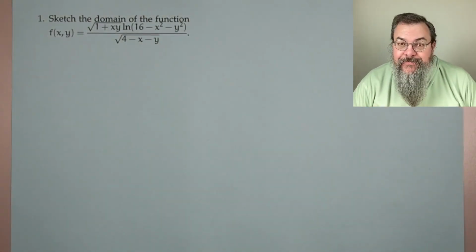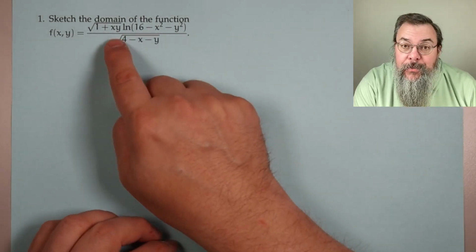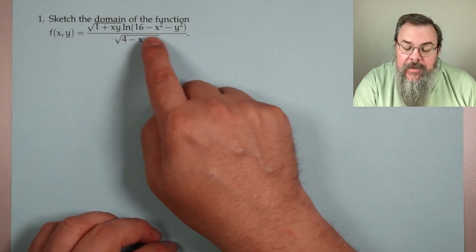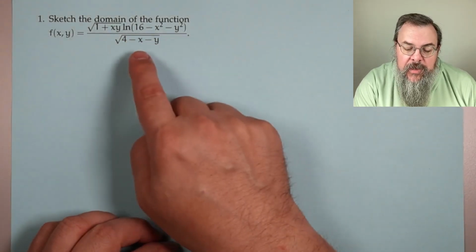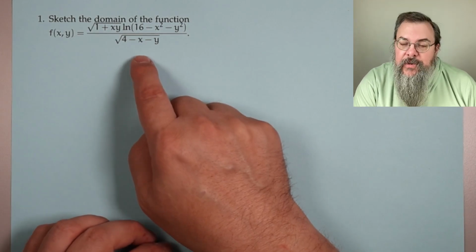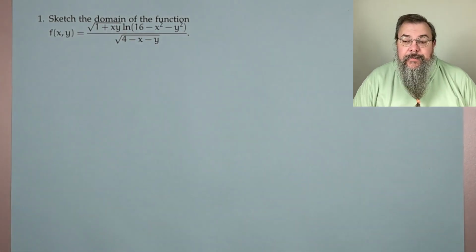All right, let's begin. Sketch the domain of the function f of x, y, square root of 1 plus xy, log of 16 minus x squared minus y squared, downstairs another square root, 4 minus x minus y.